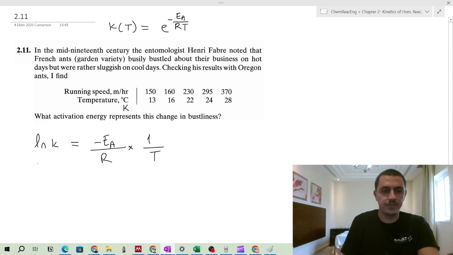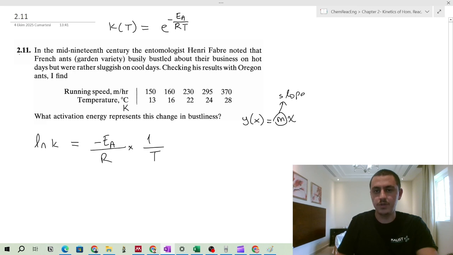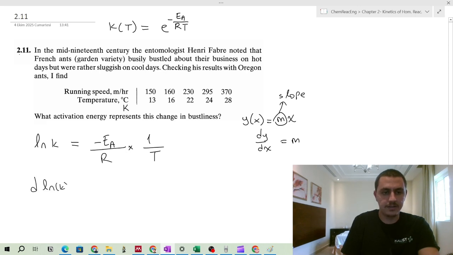If you take the derivative of this function in order to calculate the constant, if you remember, if you have y as a function of x, you have m times x. This m is your slope. When you plot y as a function of x and get the plot, dy over dx is your m value. The same idea we will use, but here your y value is ln k. So d ln k over, what is the x here? Instead of x you have 1 over T. You are taking the derivative with respect to 1 over T.